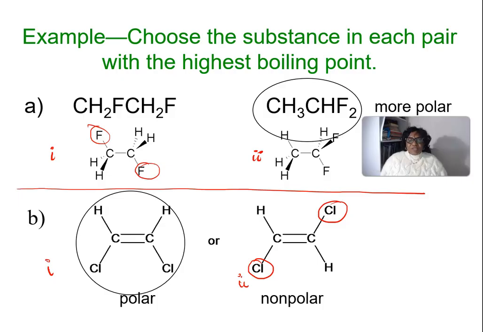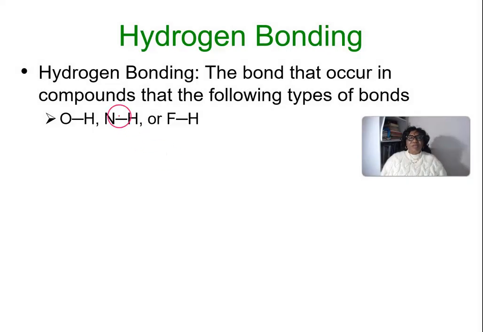So after we have studied dipole force of attraction, let's look at the next, hydrogen bond. Hydrogen bonding is the bond that occurs in compounds that have the following type of bonds. The compound must have this bond: oxygen-hydrogen bond, or nitrogen-hydrogen bond, or fluorine-hydrogen bond. That is when that compound is capable of having hydrogen bonding.